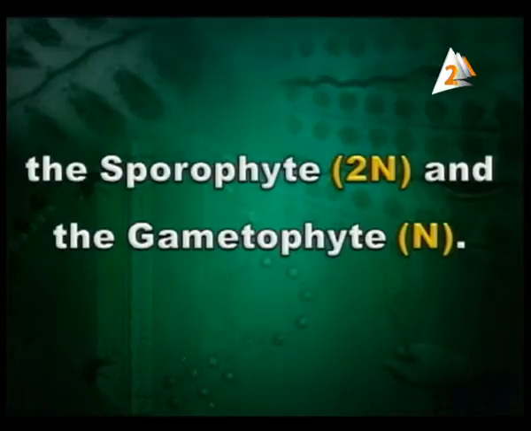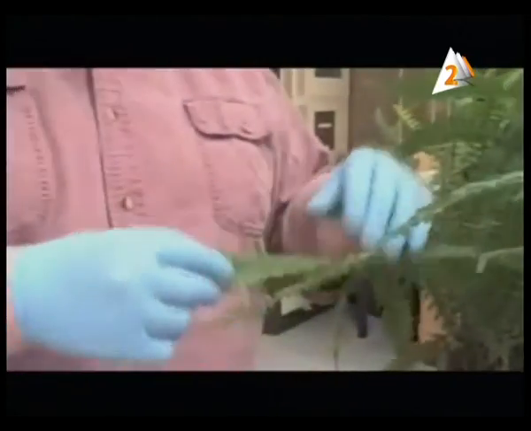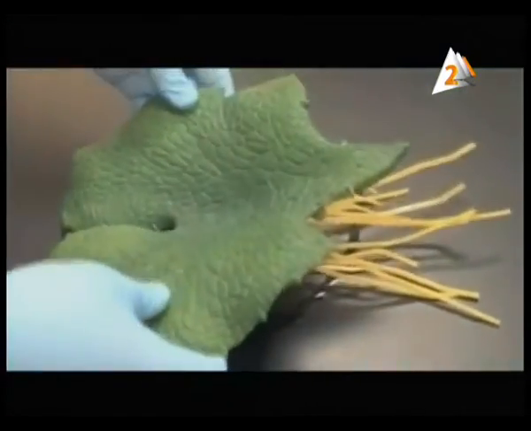By looking at the life cycle, we are going to know that it starts with the sporophyte, the diploid one, which is carried on the lower surface of the leaves of the polypodium plant.